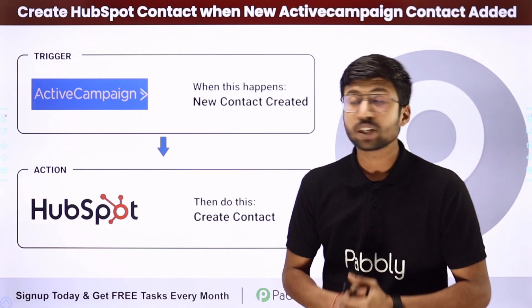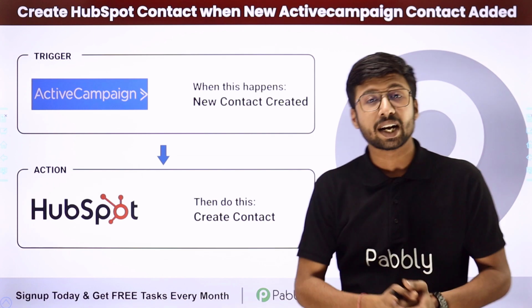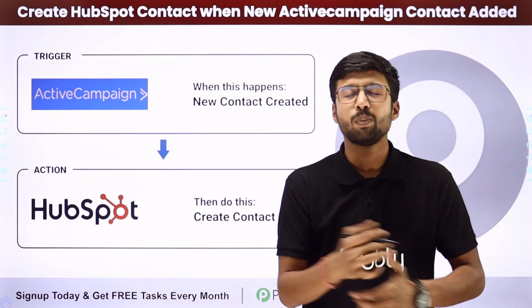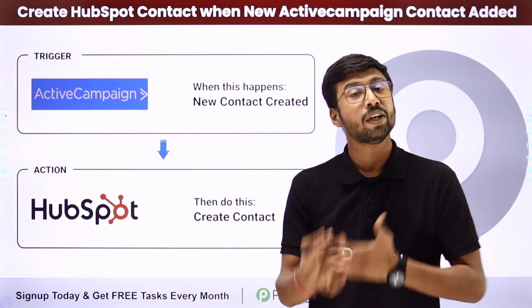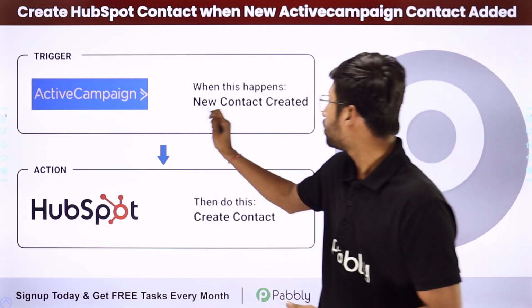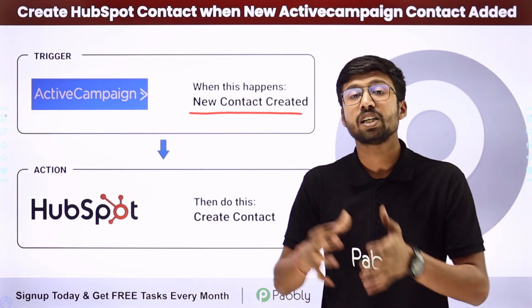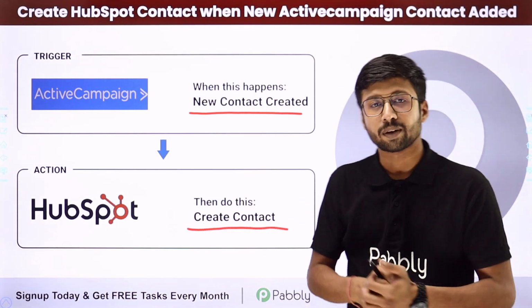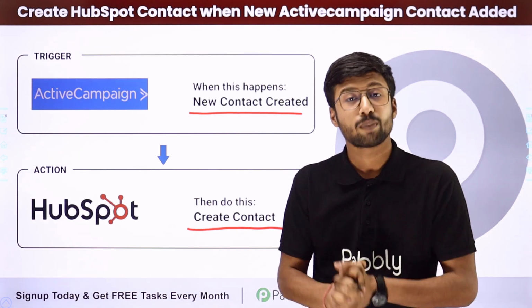So in this video, we are going to learn how to create a HubSpot contact when a new ActiveCampaign contact is added. Now suppose, guys, you're using ActiveCampaign as an email marketing platform and HubSpot as a CRM, this automation is going to help you a lot. Using this automation, whenever a new contact is created in ActiveCampaign, with the same details, instantly and automatically, the same contact will also be created in your HubSpot CRM. In this way, you don't have to manually add the same contact in two different platforms.